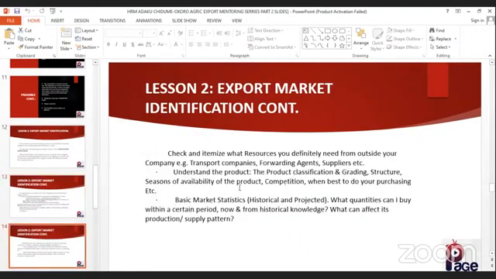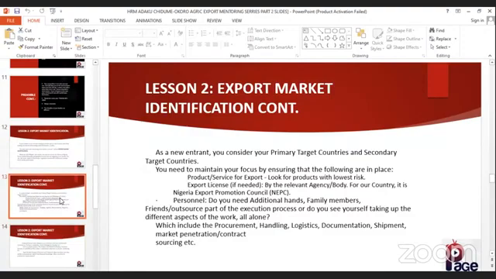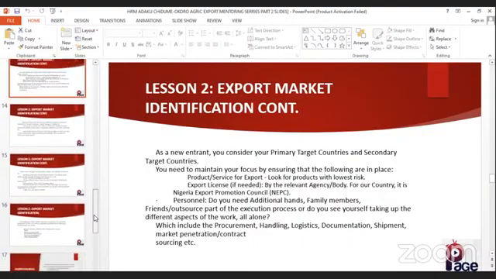And part of the processes you will need to go through will include procurement of the product you want to export, handling of the products, that is cleaning, grading, bagging, the logistics. When you talk about logistics, you talk about haulage, transportation, then documentation at the seaport or airports, shipments, the contract proper, market penetration, as we are talking today, and the sourcing of the products.